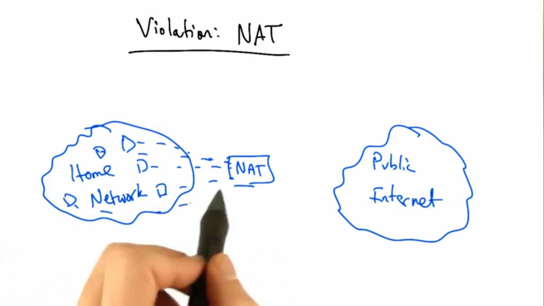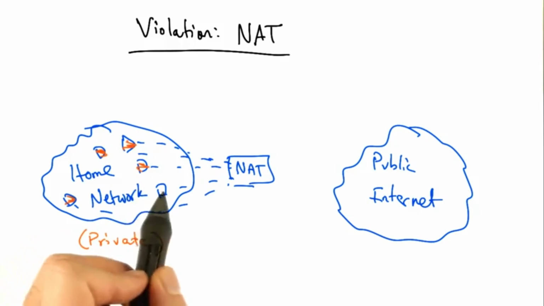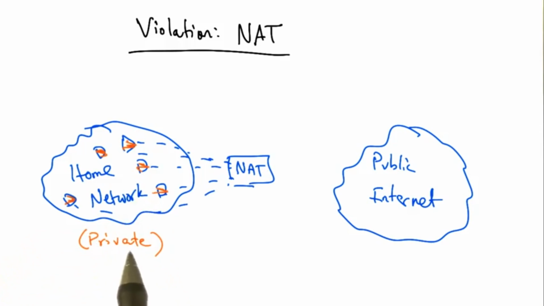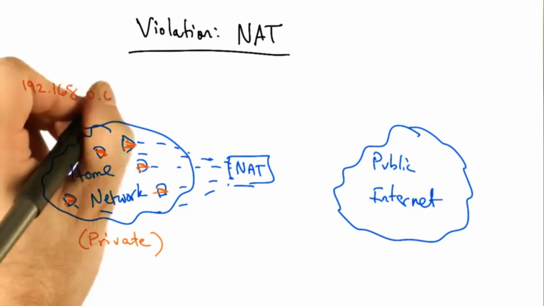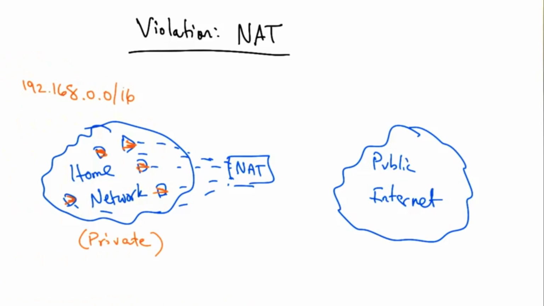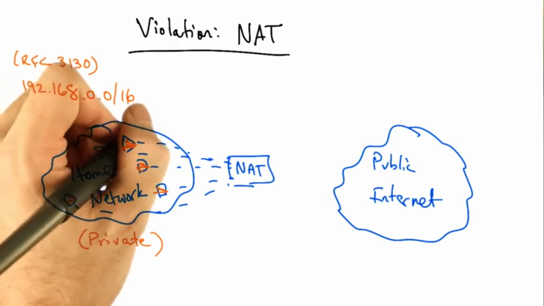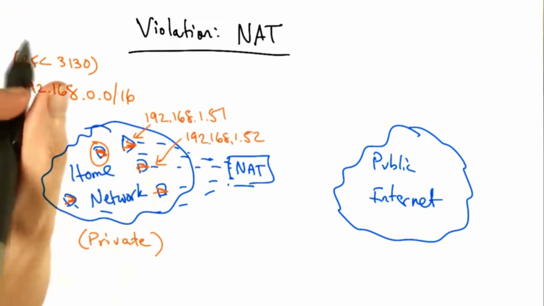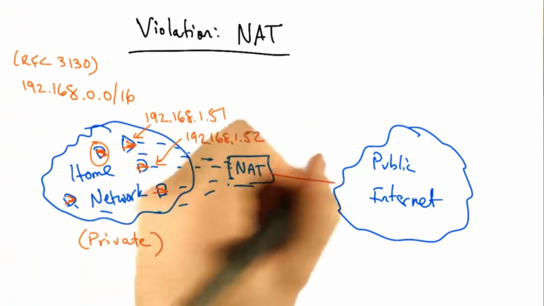Now, the idea behind network address translation is that we can give each of these devices a private IP address. There are designated regions of the IP address space that are for private IP addresses. One of those is 192.168.0.0/16. And there are others which you can go read about in RFC 1918. Each one of these devices in the home gets its own private IP address.